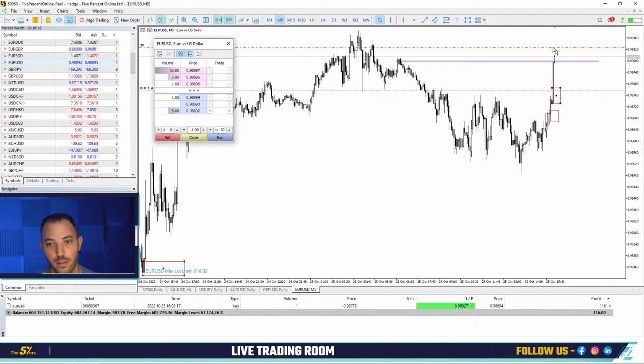Okay, there's a nice peak in momentum. Okay, we broke that resistance. Okay, let's see if we can have some follow through all the way to the next one.